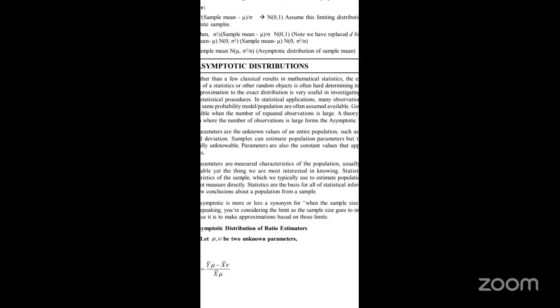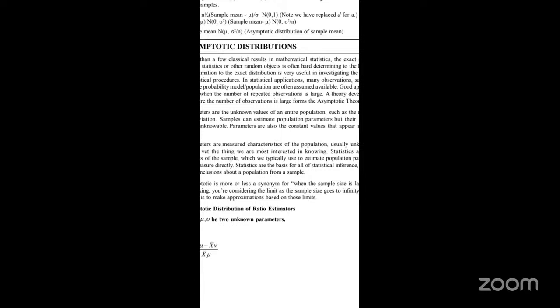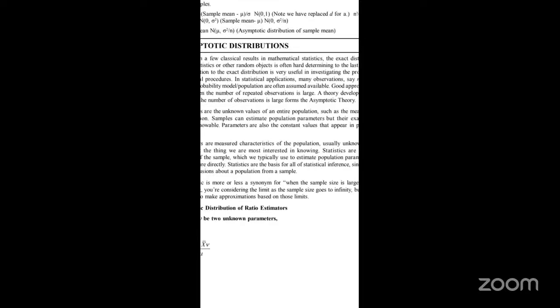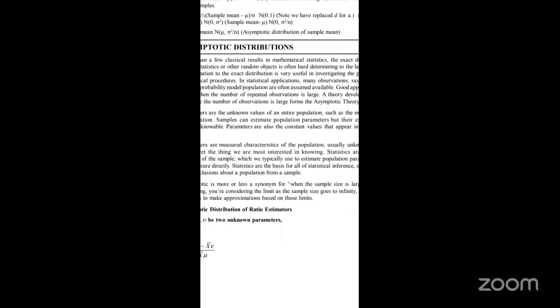Parameters are the unknown values of an entire population, such as the mean and the standard deviation. A sample can estimate population parameters, but the exact values are usually unknowable. Parameters are also the constant values that appear in probability functions. Parameters are measured characteristics of the population, usually unknown and unknowable, the thing we are most interested in knowing. Statistics are measured characteristics of the sample, which we typically use to estimate population parameters that we cannot measure directly.